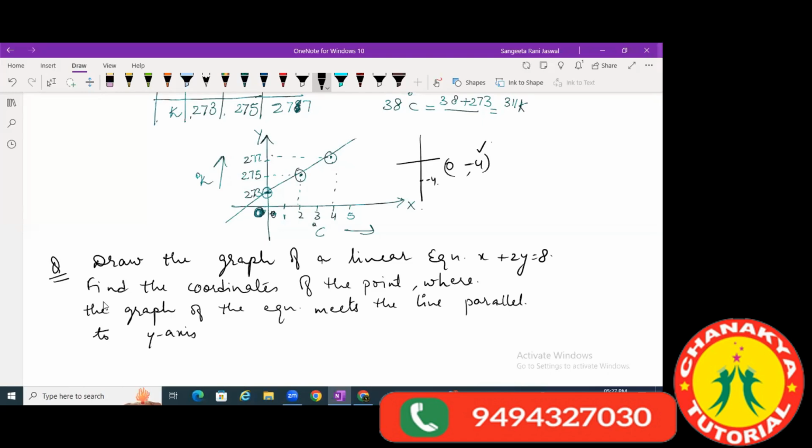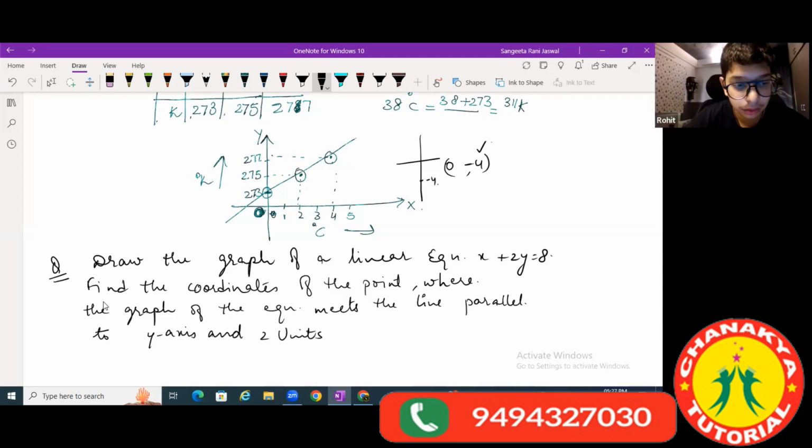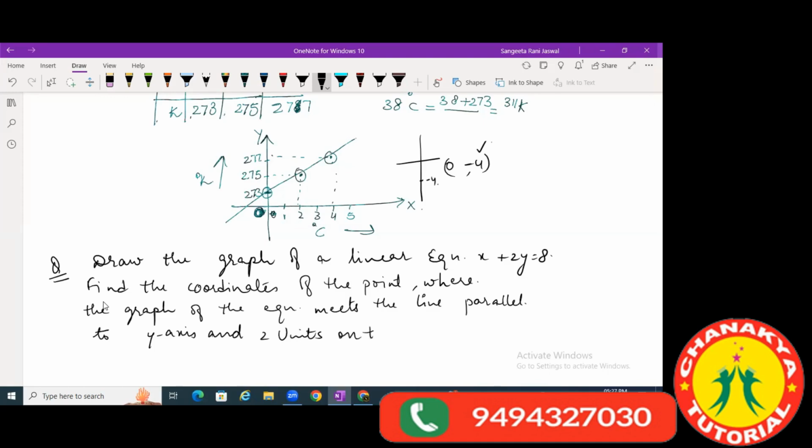Where the graph of the equation meets the line parallel to the y-axis and 2 units on the right of the origin. Okay, this is the sum.